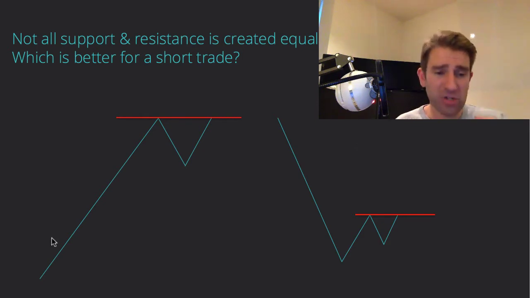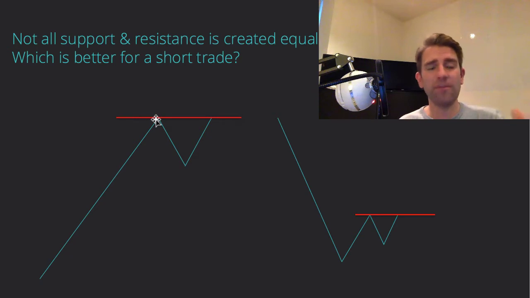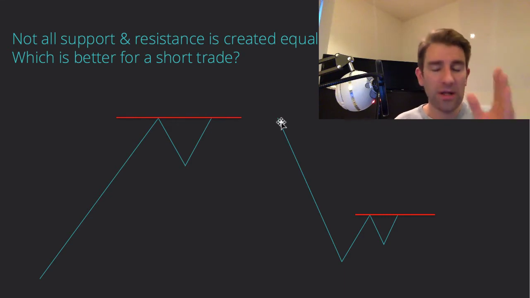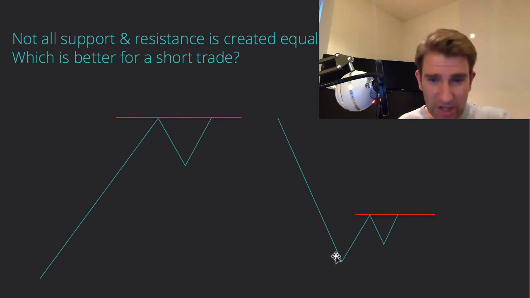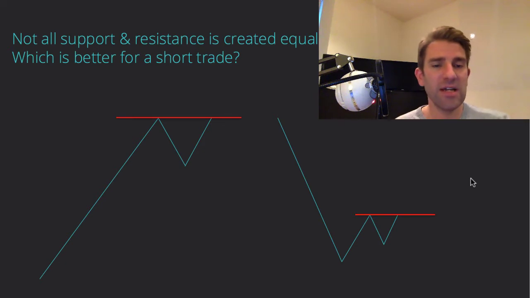Imagine this is a chart pattern. In this instance, we've got a good uptrend coming up. Let's say it's on a daily chart. It's tagged once, come down, tagged again. Would you prefer to take that short, or the second one on the right? We've got a good downtrend, comes up to a resistance level, touches it, tries to push down, comes up to a resistance level, touches it. Which one would you prefer to take the short trade?